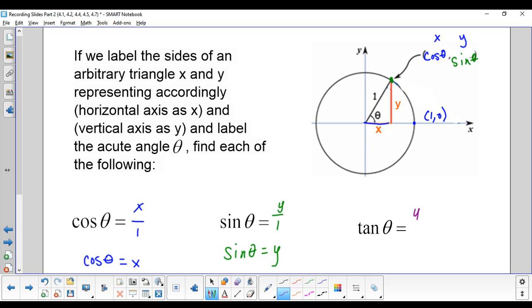Let's go ahead and do the last calculation. Tangent is opposite over adjacent, so y over x. If I want to find the tangent value of any angle measure on our unit circle, I can take the y coordinate divided by the x coordinate, or the sine value divided by the cosine value, because sine is y and cosine is x.